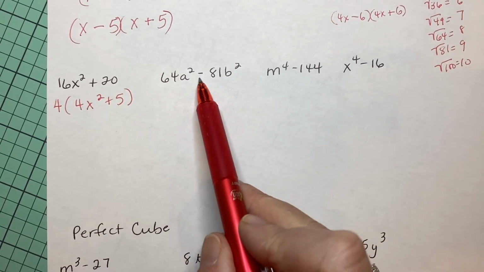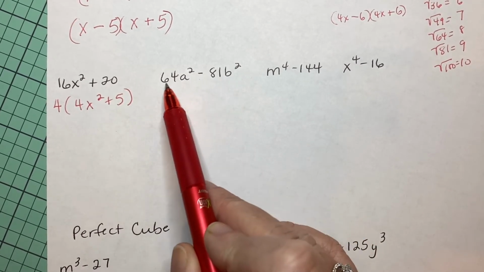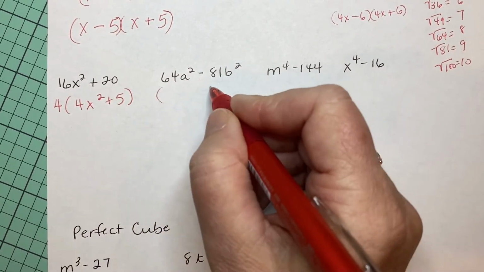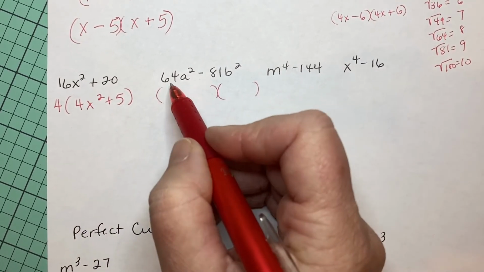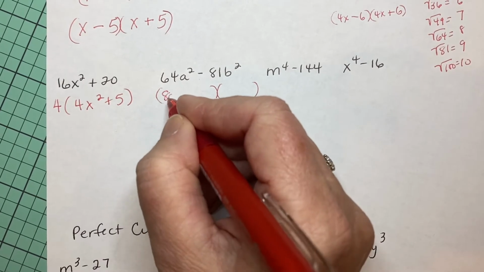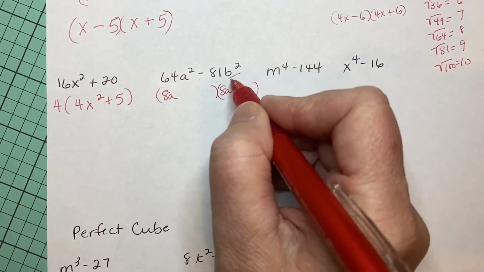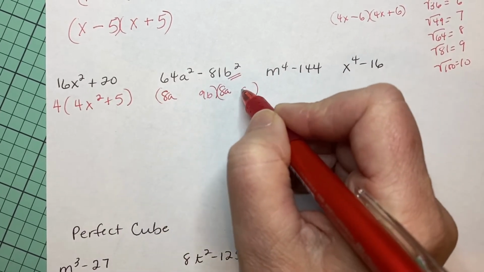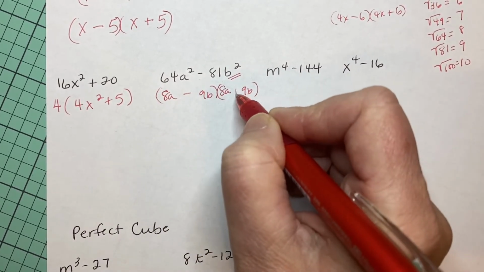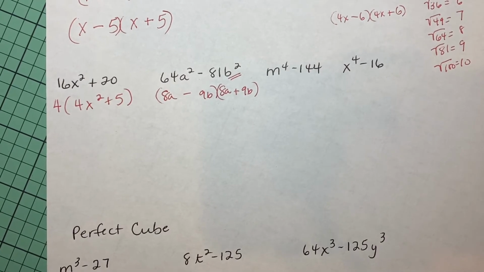This next one, difference. They're both perfect squares, so we can go straight to our two parentheses and just say the square root of 64 is 8a and 8a. Square root of 81 is 9, but don't forget your b squared. 9b and 9b. One of them's negative, one of them's positive.